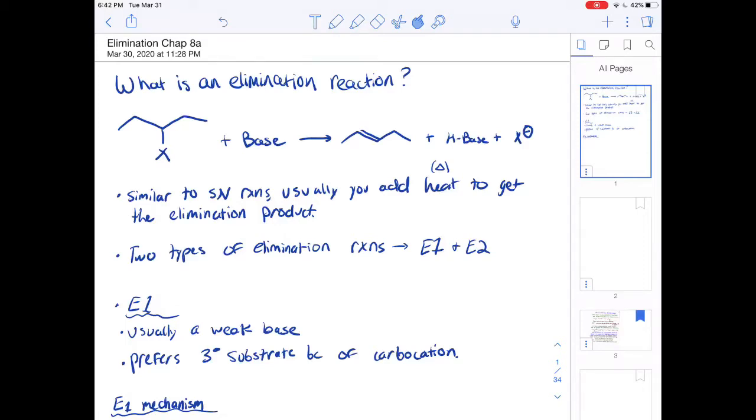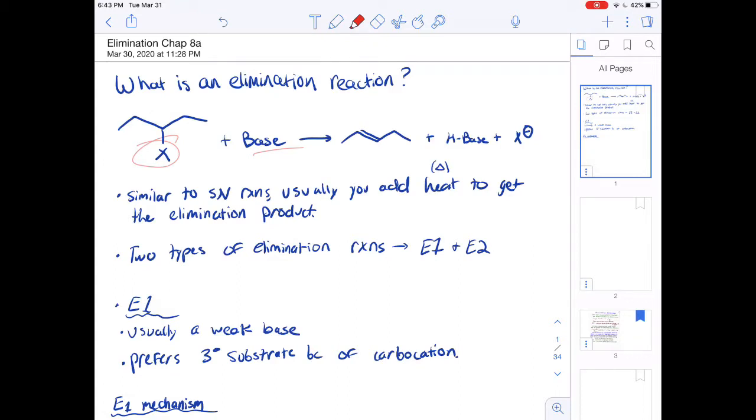Okay, so now we're going to move on to the new lecture notes, and we're going to start with eliminations. So, generally speaking, what is an elimination reaction? Basically, you're going to have your leaving group. It's going to most likely be a halide, very similar to SN1 or SN2. And then you're going to have a base. And in the end, this is your product.